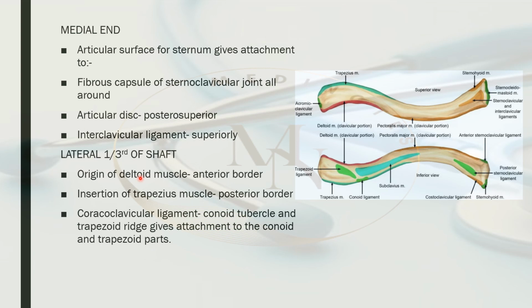When we go for the lateral one third of the shaft, you would be seeing the origin of the deltoid muscle at the anterior border. As I said, the anterior border would be the deltoid muscle. You would be seeing the insertion of the trapezius muscle at the posterior border. Then you would be seeing the coracoclavicular ligament, the conoid tubercle and the trapezoid ridge, giving two attachments at the trapezoid as well as the conoid parts, that is this portion and this portion too.